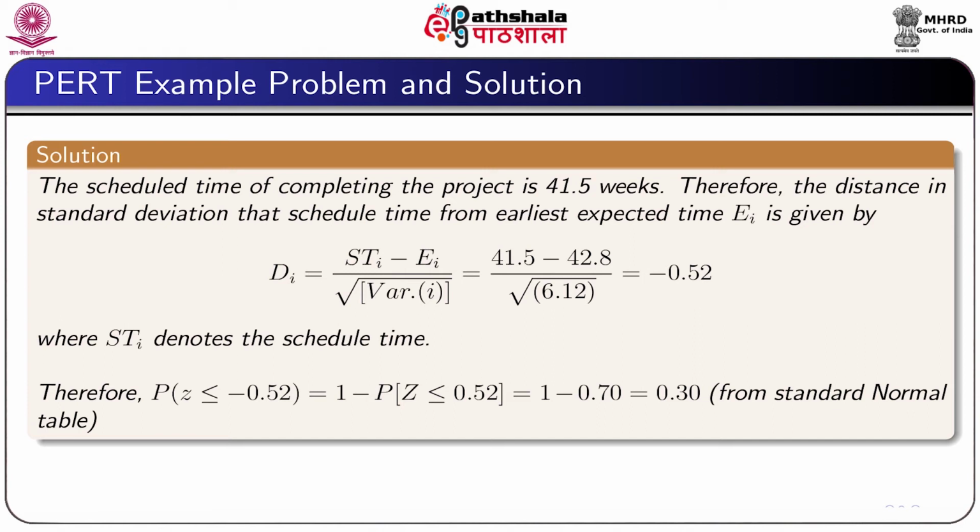These results have the physical interpretation that if the event is repeated a large number of times, then say 100 times, then the probability of completing the project within 41.5 weeks will be as many as 30 times.